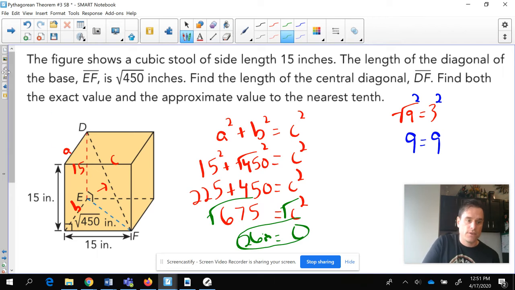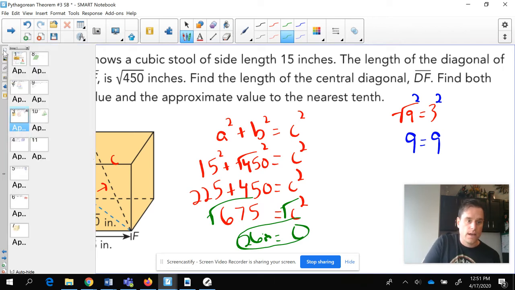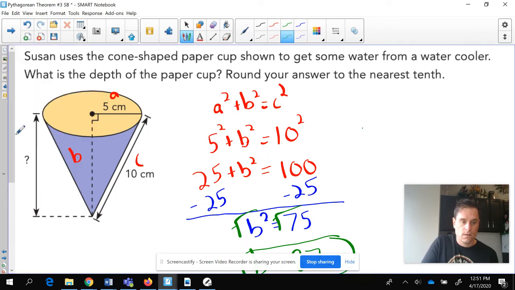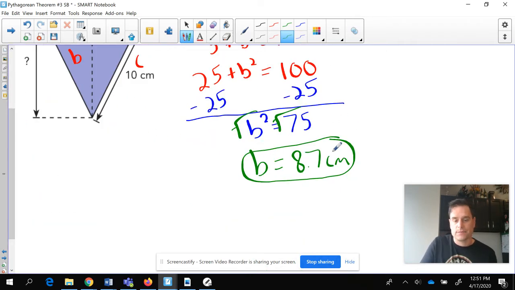You know what? I'm going to go back for a second. I realized I need to label here. Actually, no, I did. Never mind. Mr. Schreiber, you're on it.